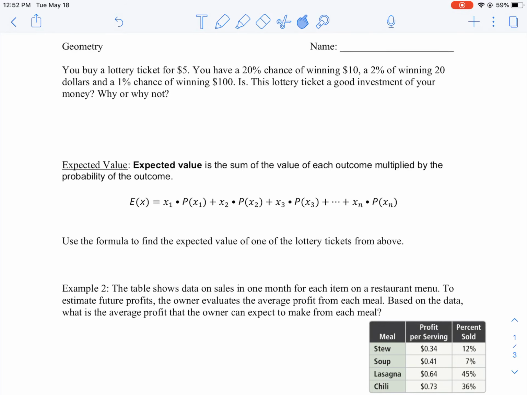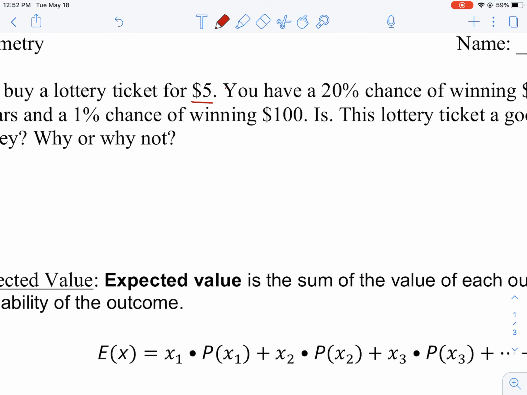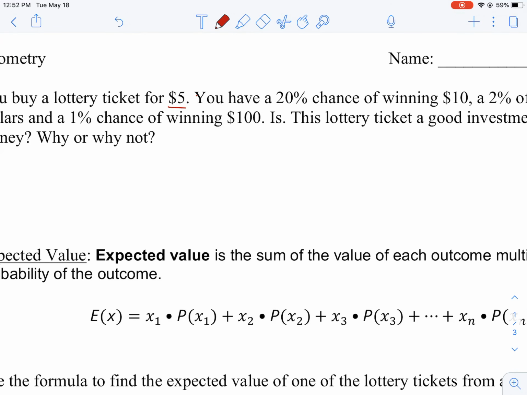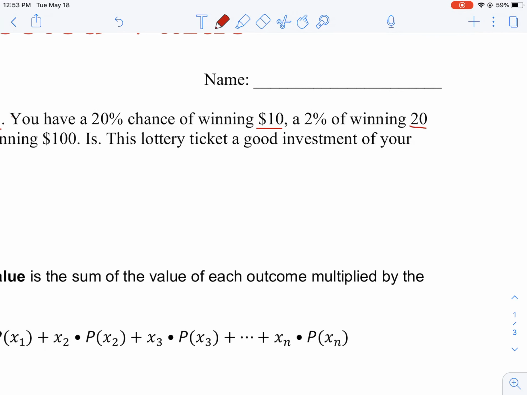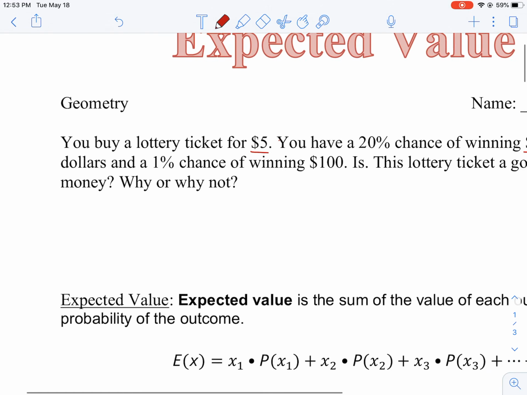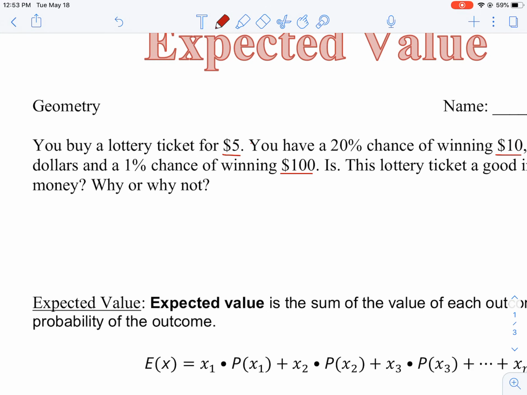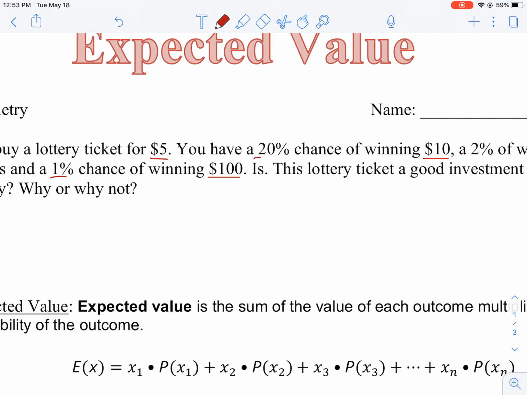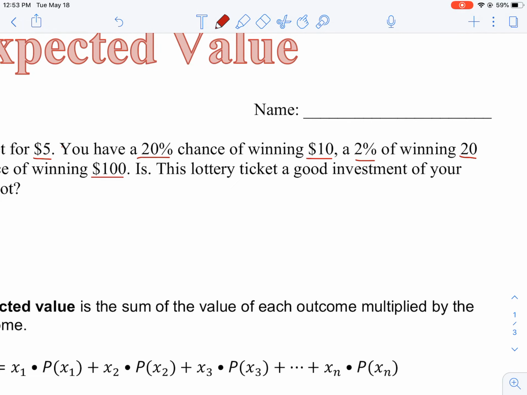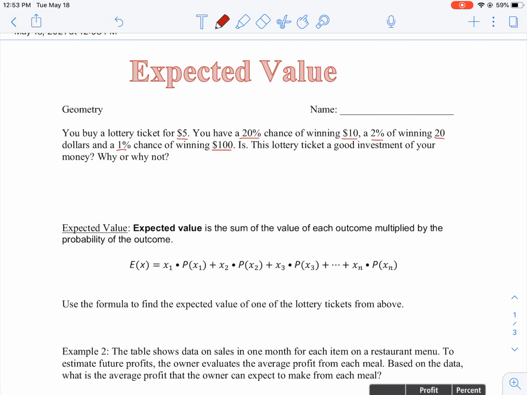You buy a lottery ticket for $5. You have a 20% chance of winning $10, a 2% chance of winning $20, and a 1% chance of winning $100, okay? So we've got all those amounts and we've got all those percents. Now, this first question was kind of like a class discussion. So I'm just going to skip down to applying this formula that we have.